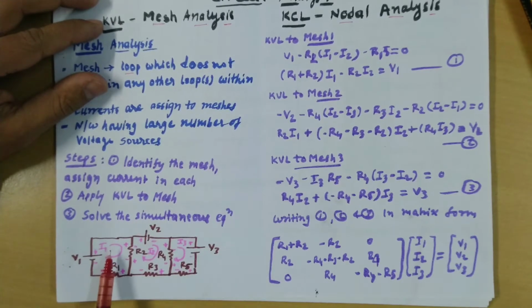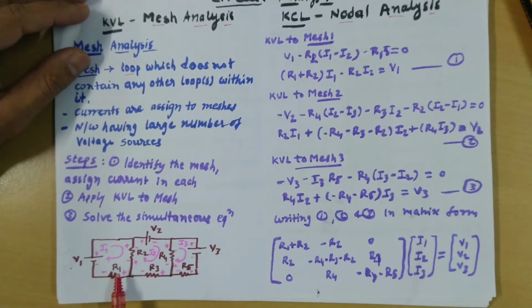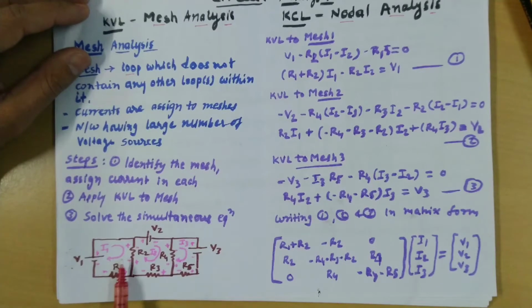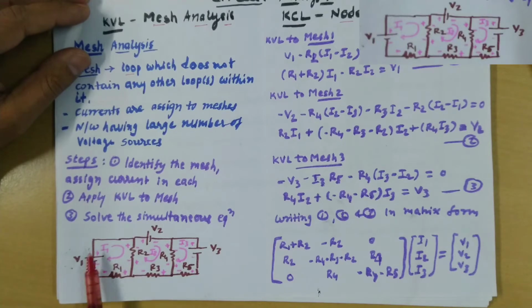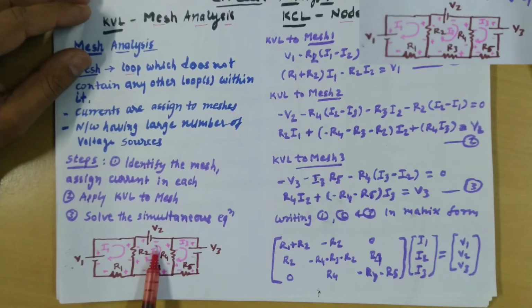In the first mesh we will assign current in the clockwise direction and name it I1. We will assign current I2 in the second mesh, and current I3 in the third mesh. The direction of the current can be either clockwise or anti-clockwise. There is no rule for it. The ultimate result will indicate whether the direction is right or wrong. If the direction of the current is correct, we will get a positive value for that branch. If the direction of the current is opposite, we will get a negative value for that branch.